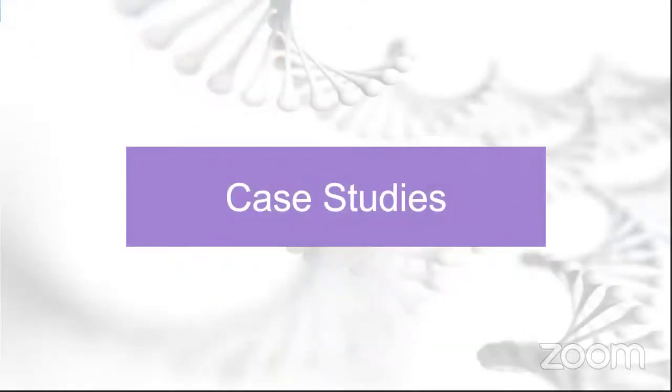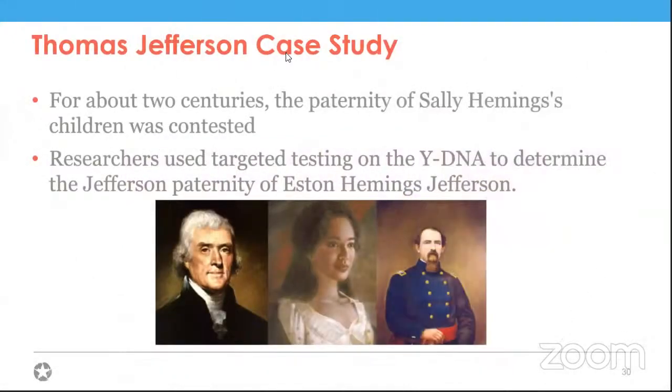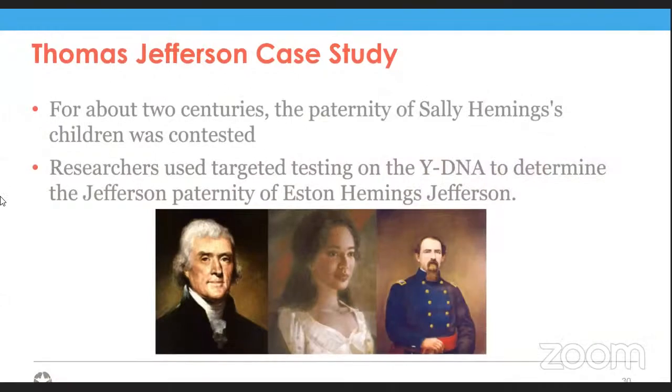In this section of the presentation, we will highlight some of the ways DNA has been used by scientists and historians to demonstrate genealogical relationships of historical figures and answer questions about lineages. So we'd like to turn your attention to the Thomas Jefferson and Sally Hemings case study. Thomas Jefferson was a founding father and the third president of the United States. Sally Hemings was a slave that Thomas Jefferson owned.